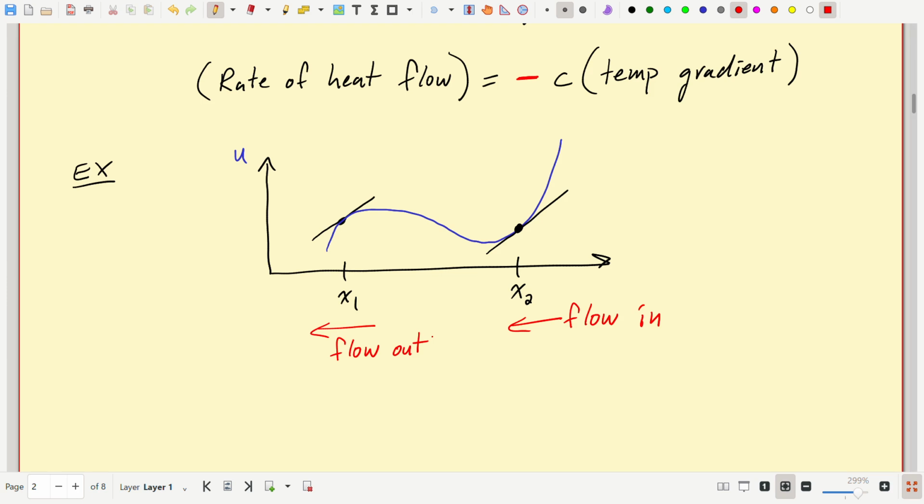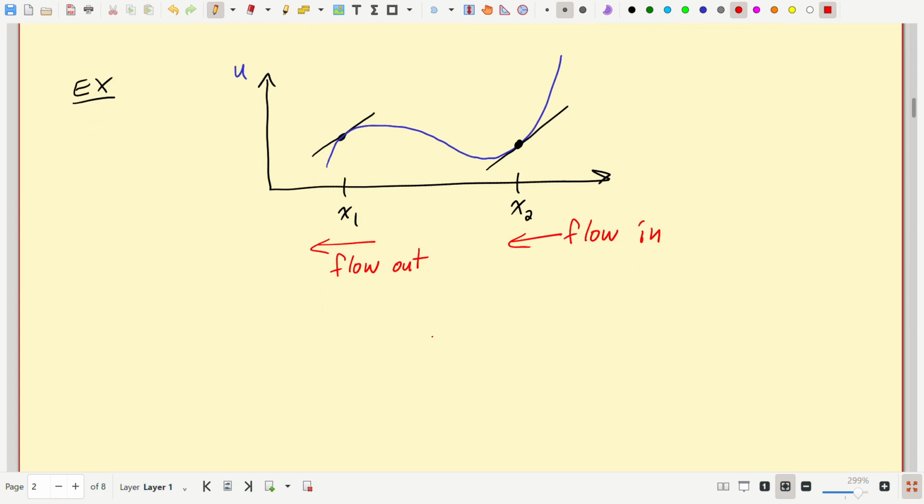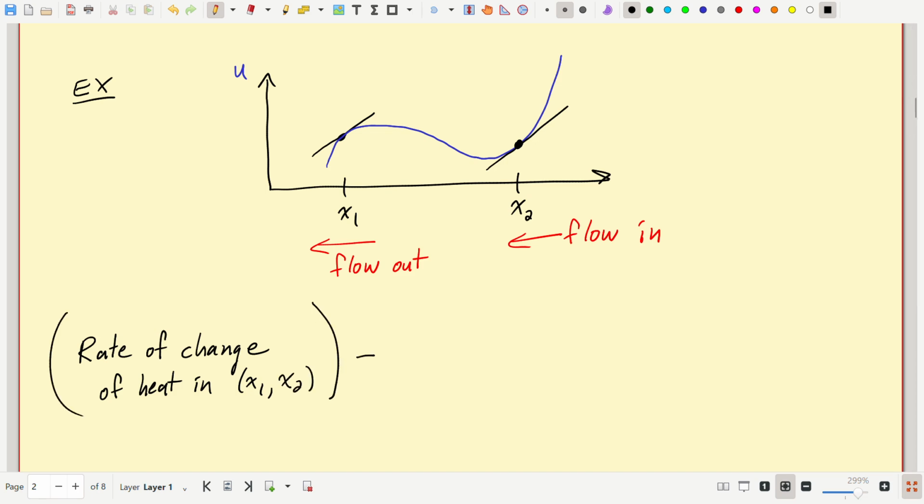Okay, so now I'm ready to do something. The rate of change of the heat energy in x1, x2, I got two ways to write it. One is as the integral from x1 to x2. Let's see, there was a k there. du dt of x,t dx.